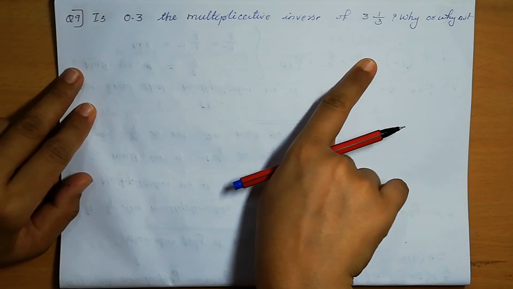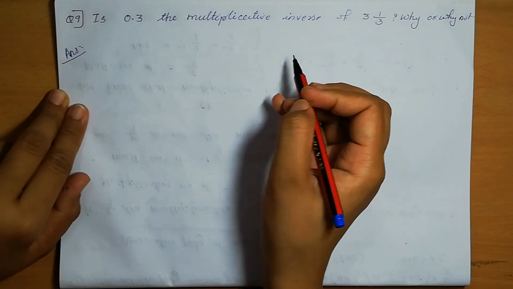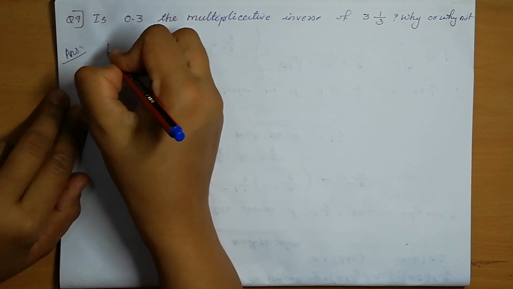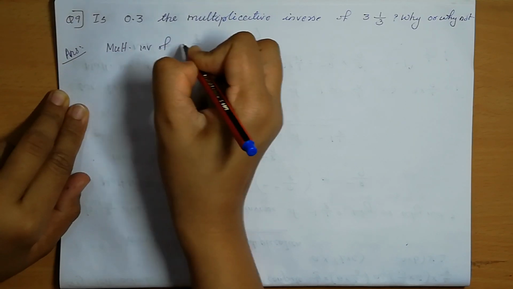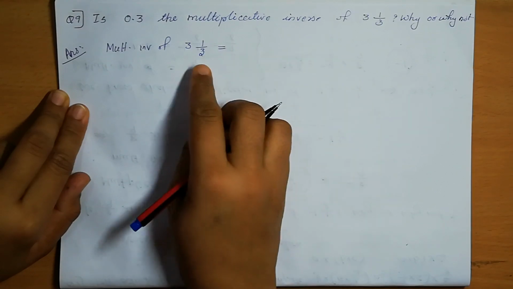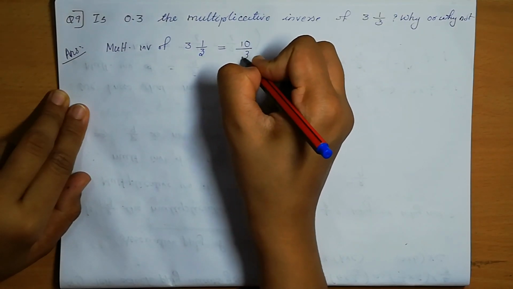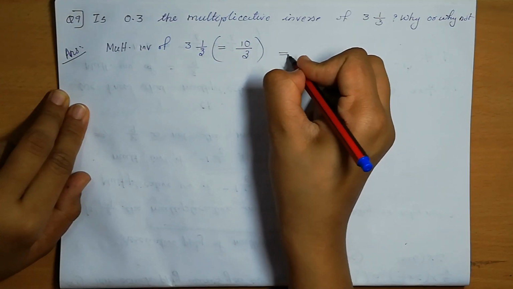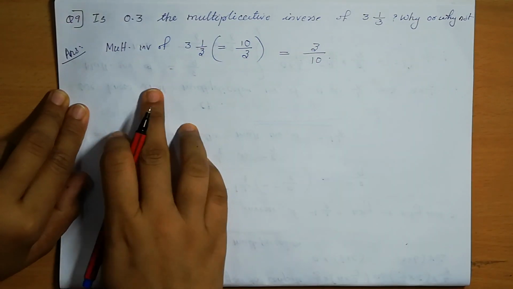Is 0.3 the multiplicative inverse of 3 1 by 3? Why or why not? So here also we can check. What is the multiplicative inverse of 3 1 by 3? 3 into 3 is 9, 9 plus 1 is 10, so 10 by 3. This mixed number we can convert to 10 by 3. So the multiplicative inverse is 3 by 10, correct.